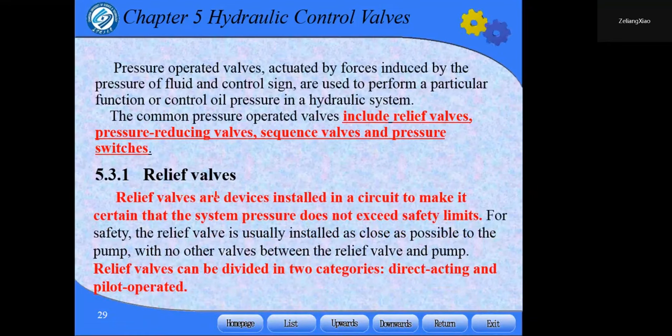Relief valves are devices installed in a circuit to make certain that the system pressure does not exceed safety limits. For safety, the relief valve is usually installed as close as possible to the pump, with no other valve between the relief valve and the pump. Relief valves can be divided into two categories, direct acting and pilot operated.